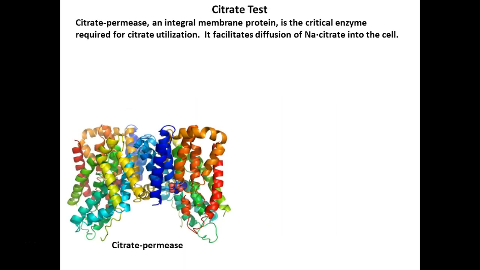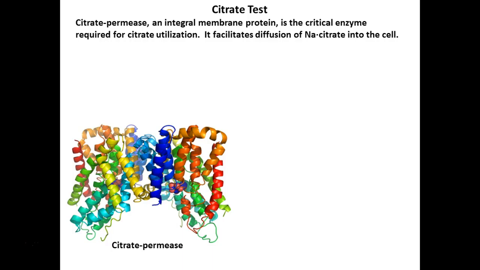Citrate test. What does your organism have to be positive for this test? It has to have a protein in its membrane we call citrate permease. So that what comes into the cell? Citrate. Right? So if citrate comes in, that's a carbon source, right? They also need a nitrogen source.